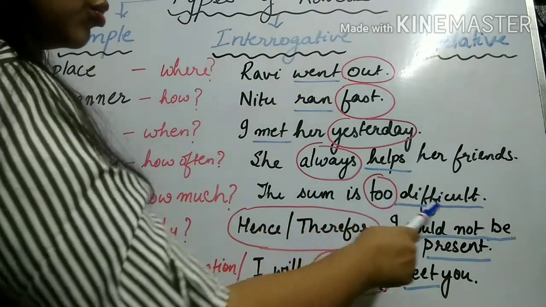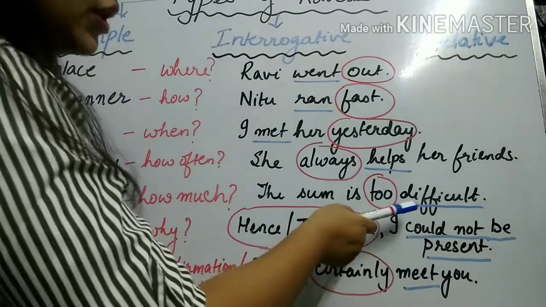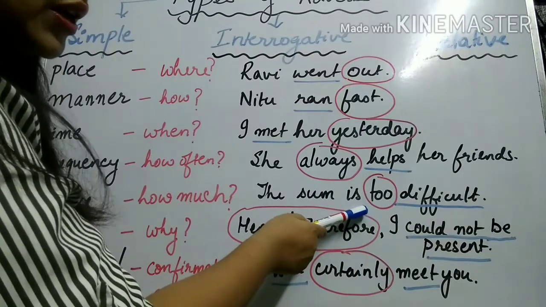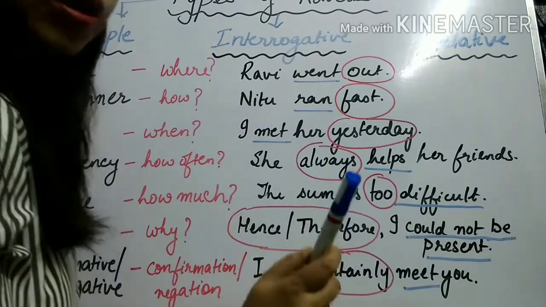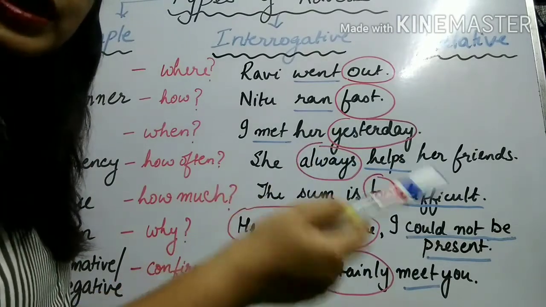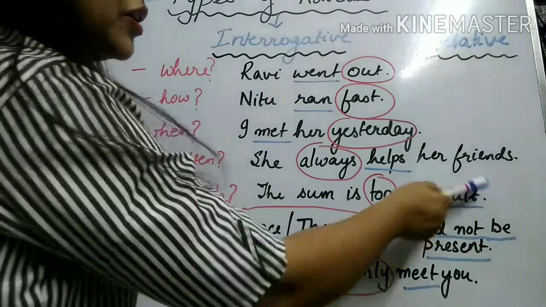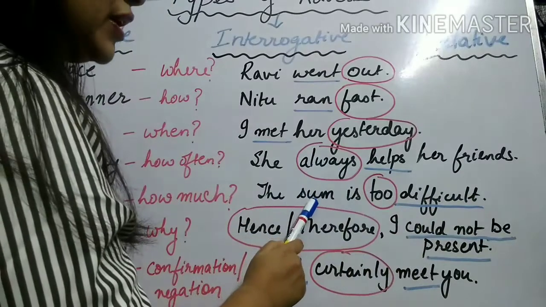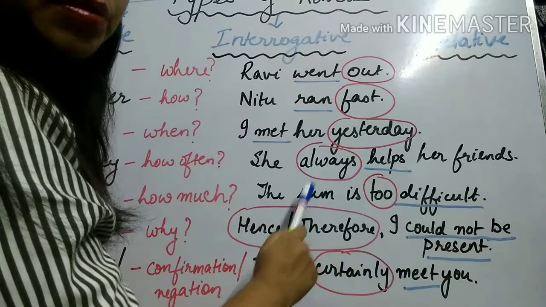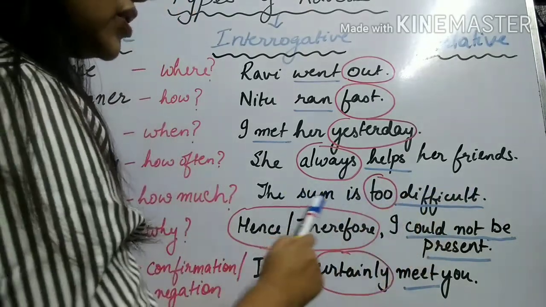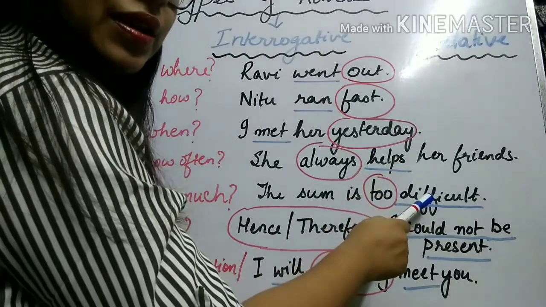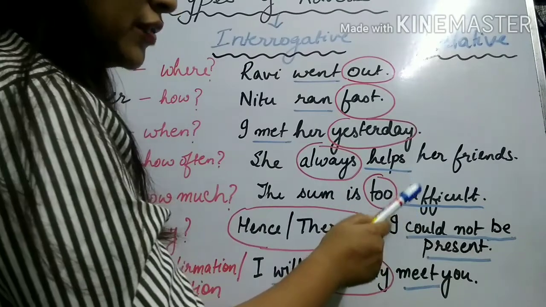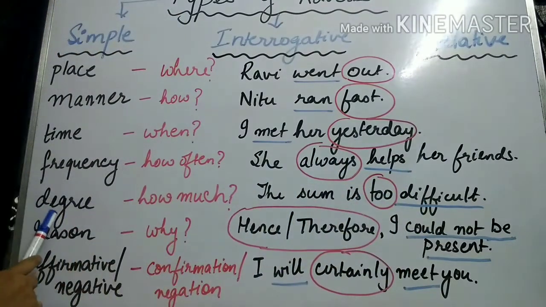The sum is too difficult. Now in this case you will notice the word which is getting modified by the word too is not a verb, but it is an adjective. I specifically wrote this sentence for this purpose, to show what I said at the start of the class, that sometimes adverbs modify adjectives as well. So the word difficult is an adjective which qualifies the noun sum. It tells us that the sum is difficult. The word too is modifying the adjective. It is describing the adjective, giving us more information about it. Like how difficult? Too difficult. So this is an adverb of degree. Too is an example of an adverb of degree.